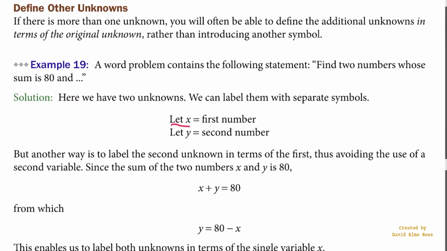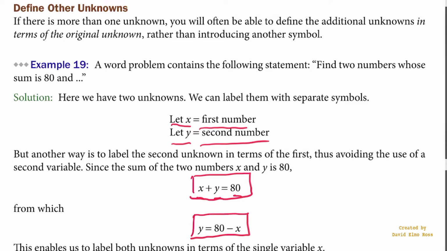For instance, x will be the first number, y will be the second number. Because they're two different numbers, you need two different variables. So in this case, you know that x plus y, because it said sum of, is equal to 80. And this is the formula that you would come up with based on that. Now you can always rewrite this in terms of y equals or x equals. And in this way, if you figure out what x is, then you can substitute in what x is, and then you can figure out what y is. So you have a relationship here that you can work with.